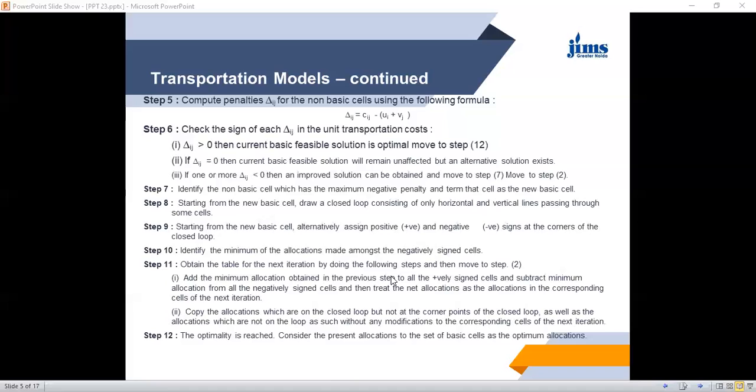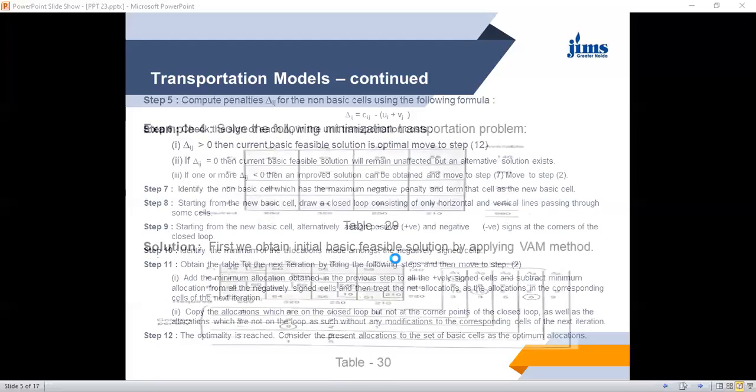Copy the allocations which are on the closed loop but not at the corner points, meaning where the direction has not changed, as well as the allocations which are not on the loop, as such without any modification to the corresponding cells of the next iteration. If optimality is reached, consider all allocations as the optimal allocations. Otherwise, we repeat the process till optimality is reached.